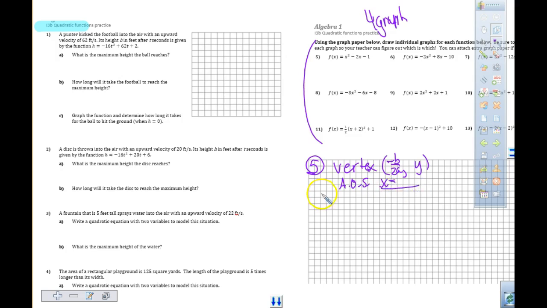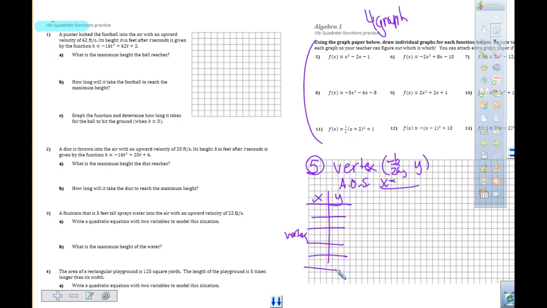And then you should make your table of values. When you make your table of values, the vertex is always in the middle, so that you can do it symmetrically. So when I look at 5 through 13, I only need you to do 4 of those graphs. Pick 4. There should be enough space. But do that work as you do each one.